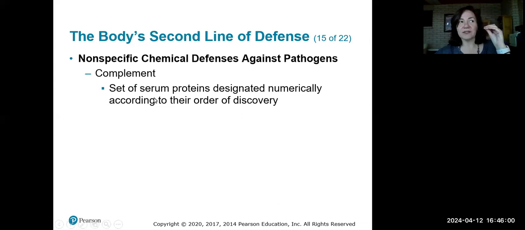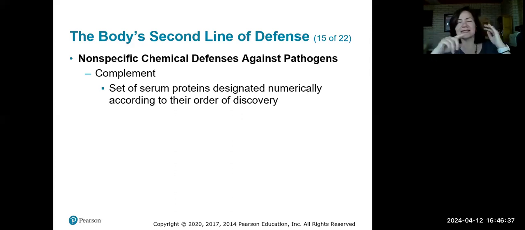So like many of the proteins that are in circulation, these proteins are made by the liver and then released into circulation. And they're inactive most of the time. They're just present in case they need to be activated. And so it's this complex series of reactions that happen. So the first complement protein gets activated, and then it triggers the next complement protein to get activated, and so on and so on.